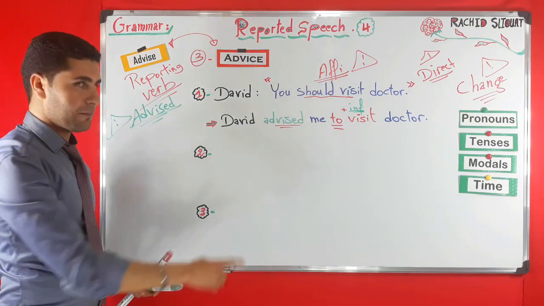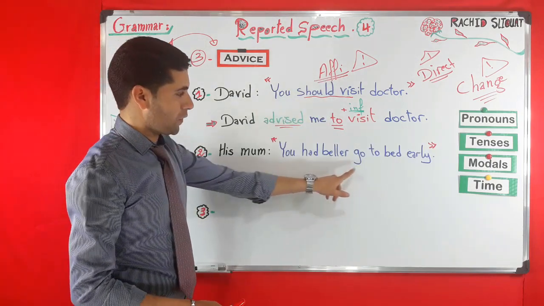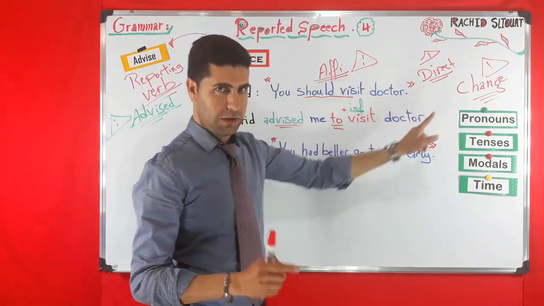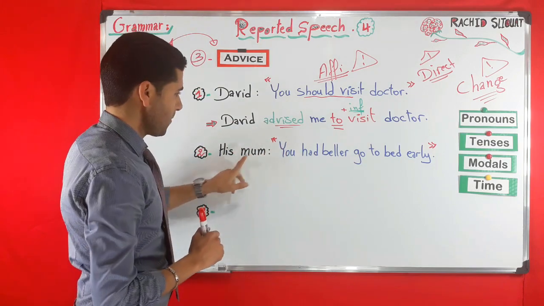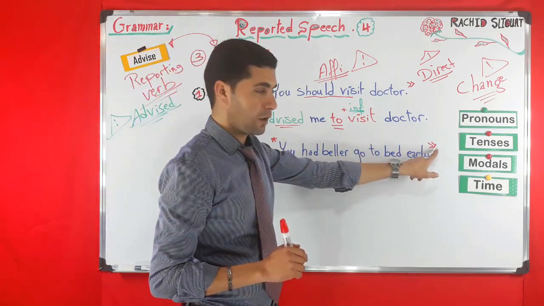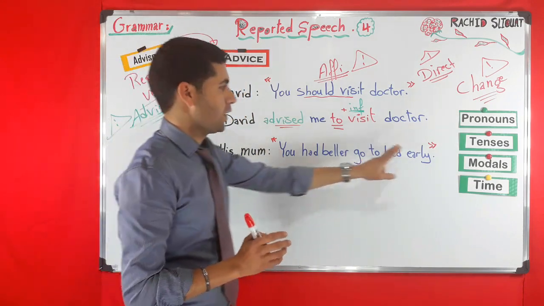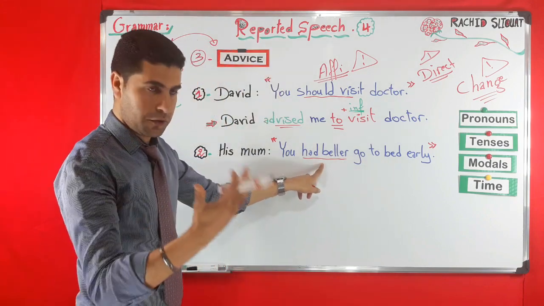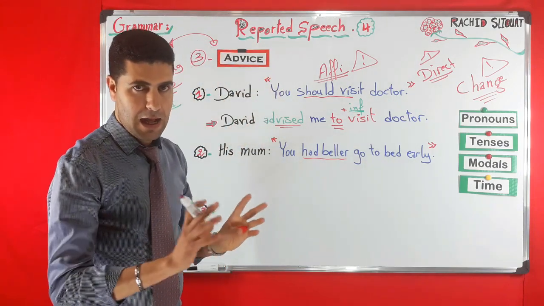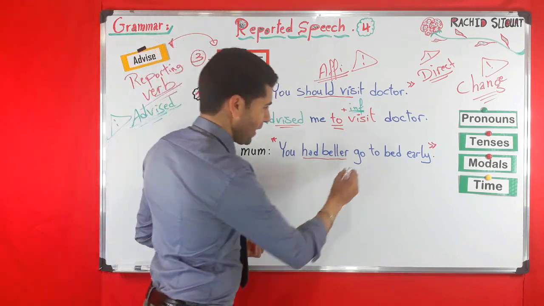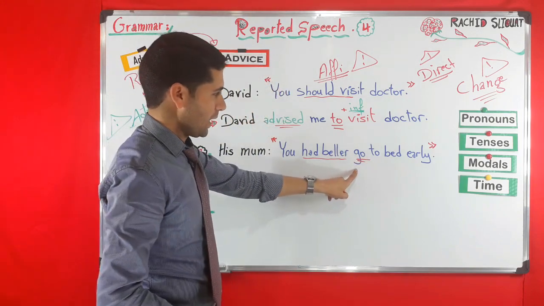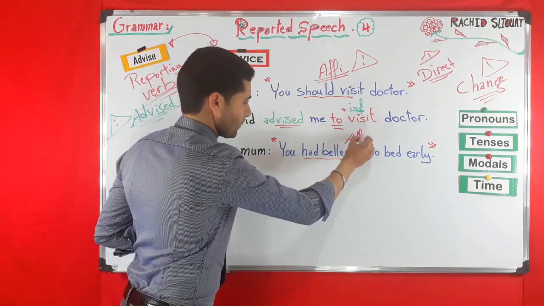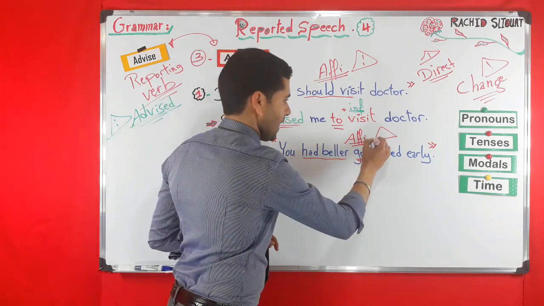Now let's take number two. His mom: you had better go to bed early, right? Here, this is a direct speech, because it is said directly by the mom, and as you can see, it is between quotation marks. Now here we have had better, and had better is another expression for giving a piece of advice. And here we have the verb go, to bed early. Again, this is affirmative advice.